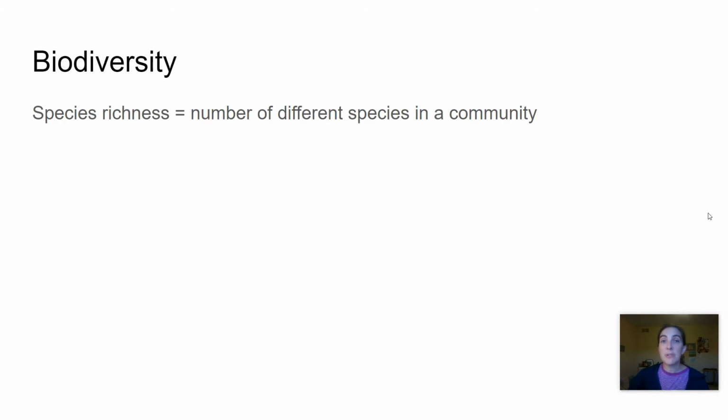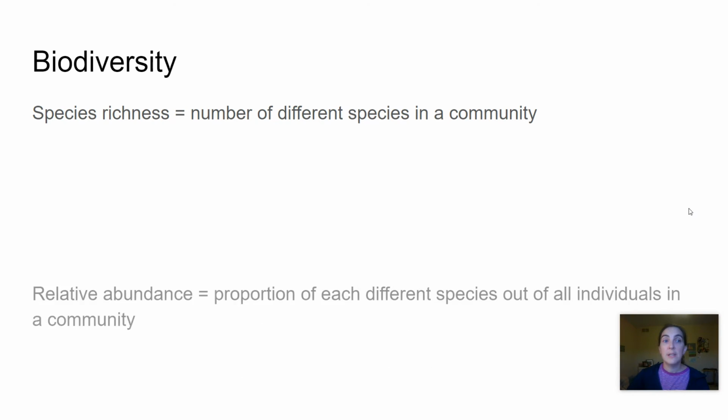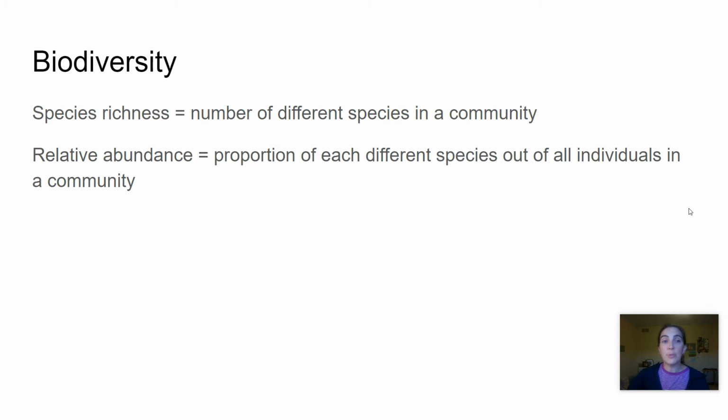When we look at biodiversity, there are 2 main components. We can look at species richness. That's how many different species exist within that community. And this one's pretty intuitive. Obviously, if there are more species, you have more biodiversity. But there's another component to it as well. We also take a look at the relative abundance, and that's basically looking at how many of each different species there are within that community, or what proportion.